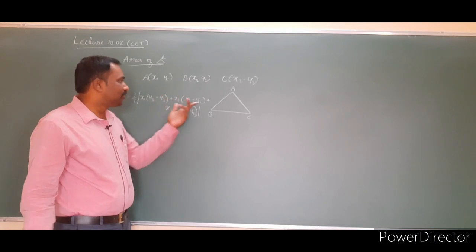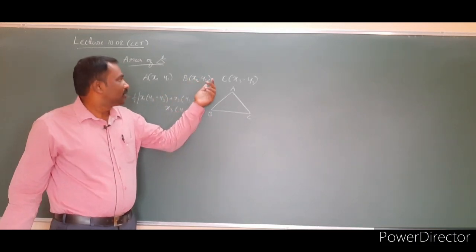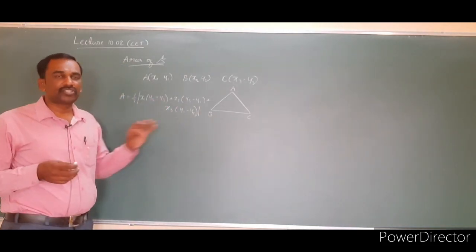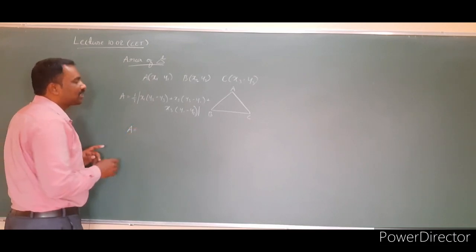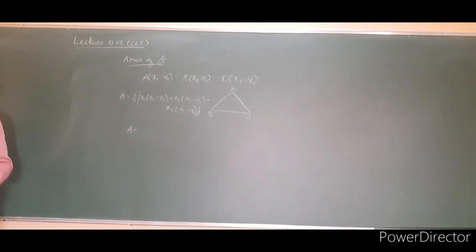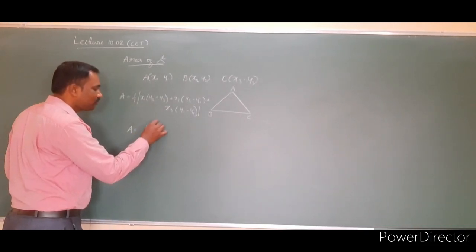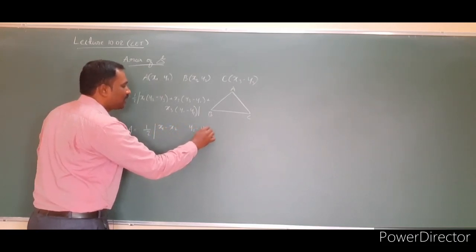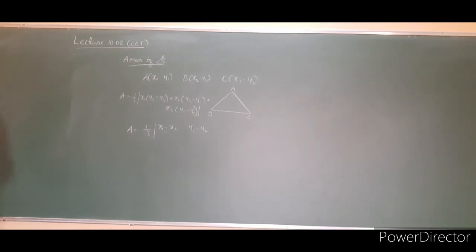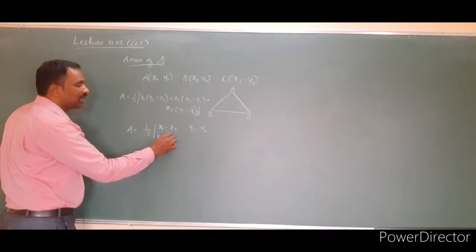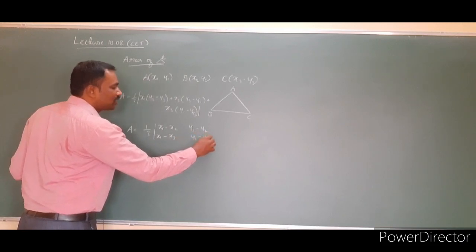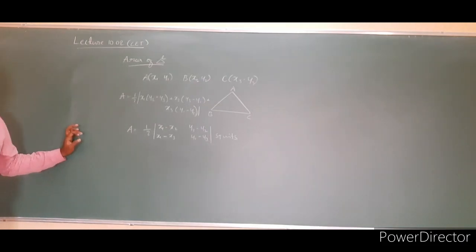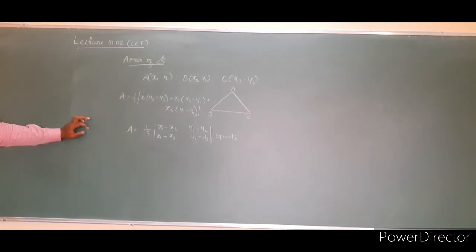On simplifying, replacing the values of x1, x2, x3, y1, y2, y3 is a little time consuming, and we don't have that much time in the examination. So the required area of the triangle is given by 1 by 2 times the determinant with first row x1 minus x2, y1 minus y2, and next row x1 minus x3, y1 minus y3, in square units. This is not a modulus sign. This is said to be the determinant.